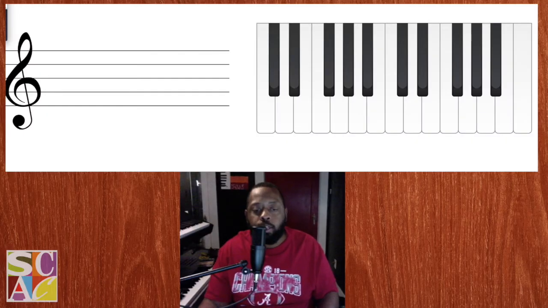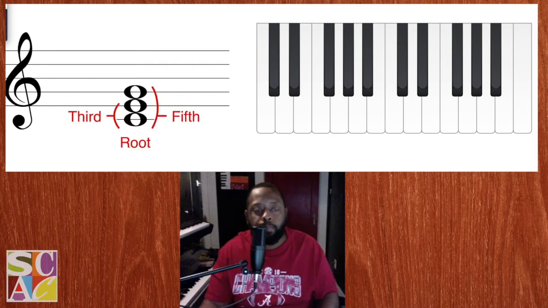On today's edition, we're going to focus on chords, how to construct them, as well as how to play them. So let's go to work. Let's first start off by talking about the definition of a chord. A chord is a combination of 3 or more notes.